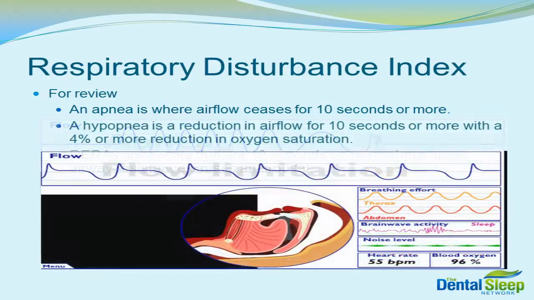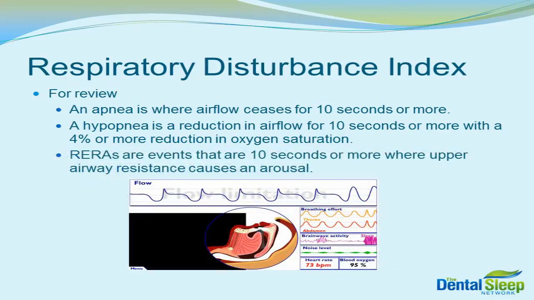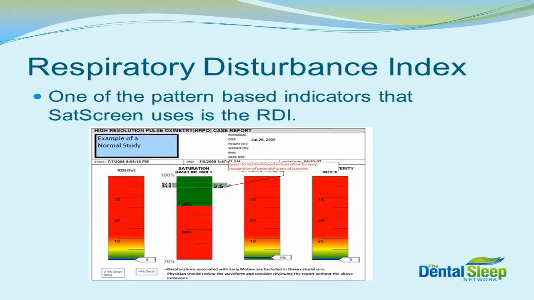A hypopnea is a reduction in airflow for 10 seconds or more, accompanied with a 4% or more reduction in oxygen saturation. In this graph, we see the chair-like effect of the airflow, and it has been reduced by 50%. When this is accompanied by a blood oxygen level drop of 4% or more, that is then classified as a hypopnea. RERAs are events that are 10 seconds or more, where upper airway resistance causes an arousal. And again, we see the airflow graph with a reduced airflow. So with those terms, we now have what we use to calculate the RDI.